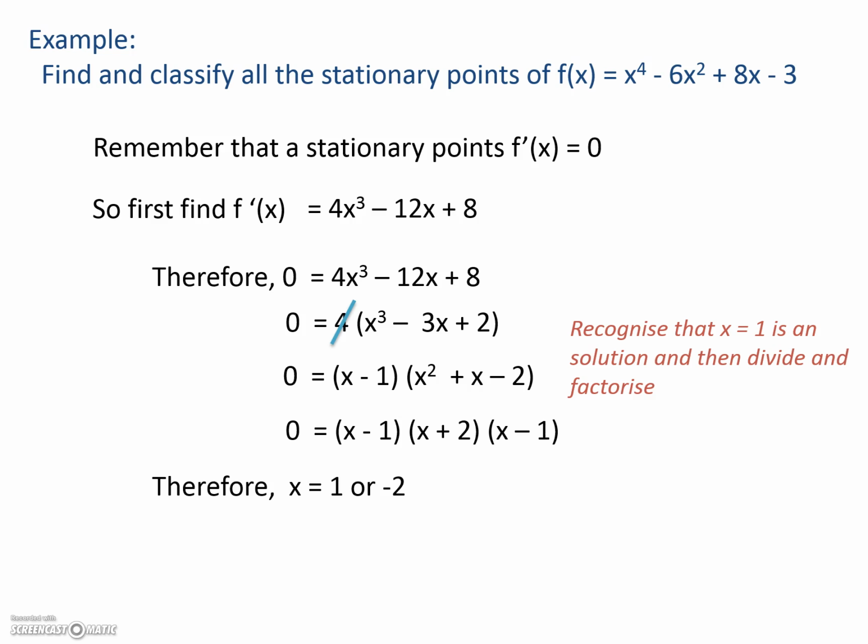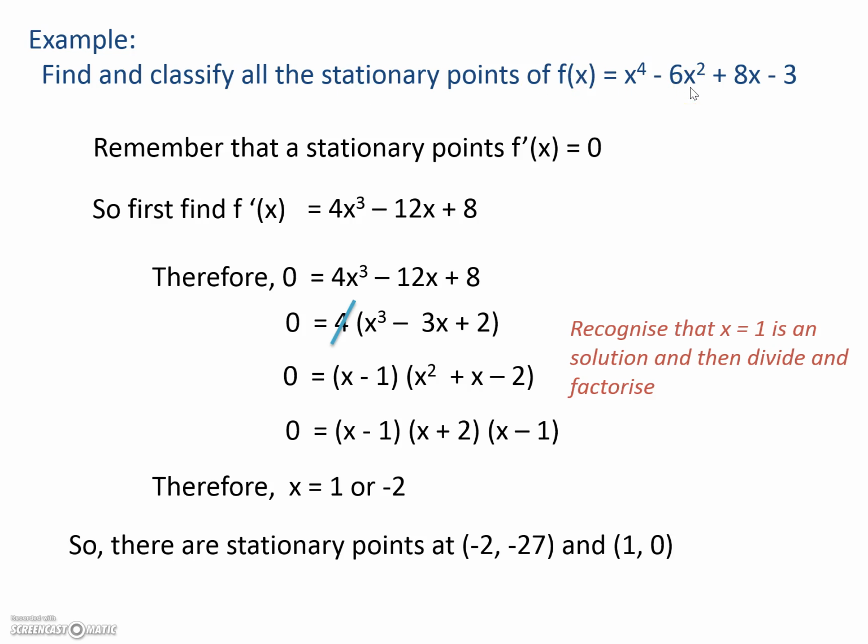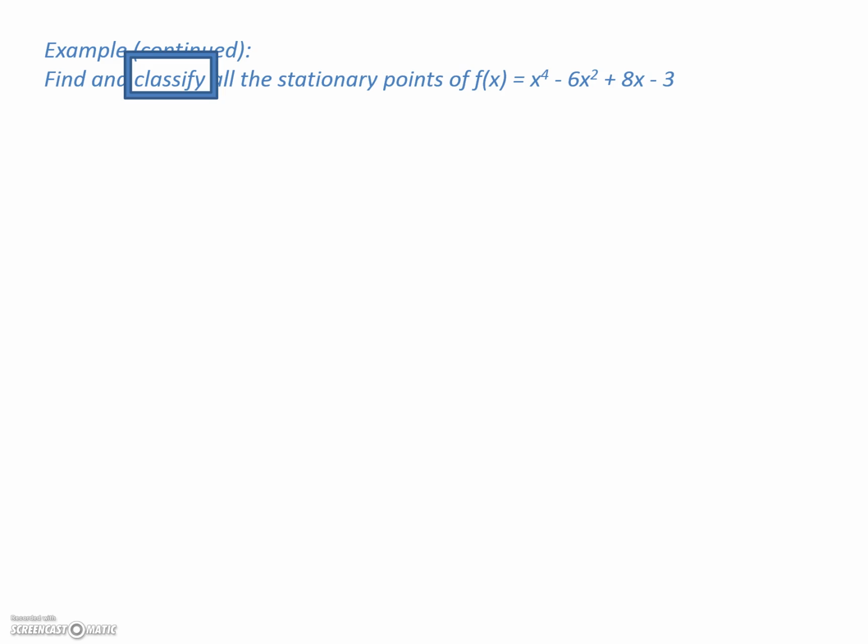So have we found the points? Well, we found the x values. Put those values into the formula, you'll get the points. So there are our stationary points. Well done, we found them. Now what type of points are they? We're going to classify them.